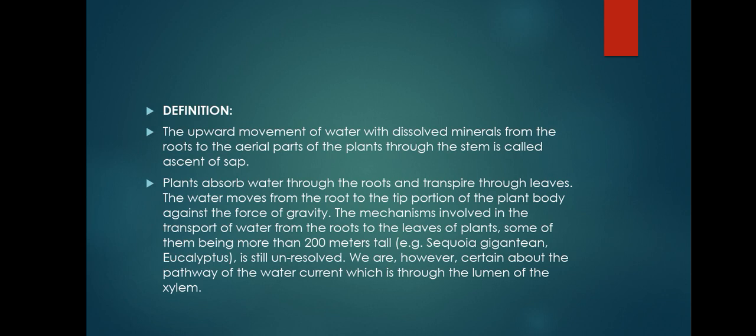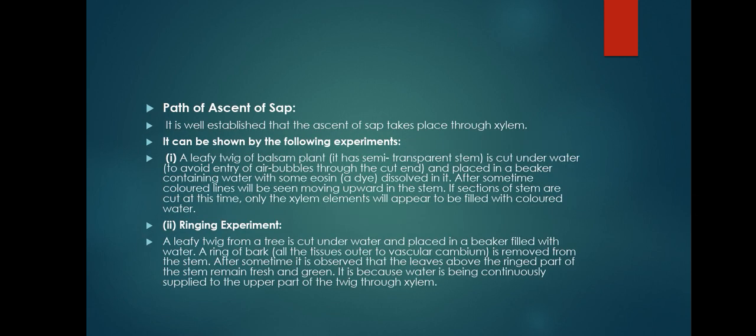The mechanisms involved in the transport of water from the roots to the leaves of the plant, some of them being over 100 meters tall, for example Sequoia gigantea and eucalyptus, are still unresolved. However, we are certain about the pathway of the water current, which is through the lumen of the xylem.